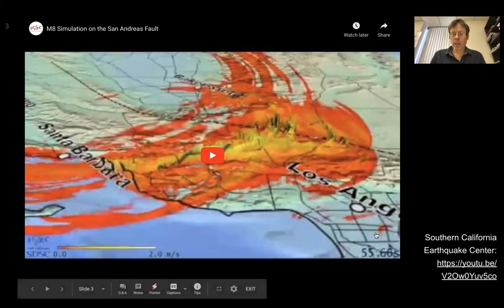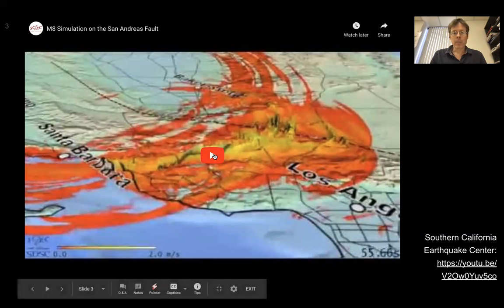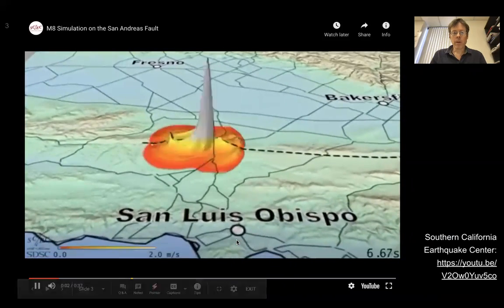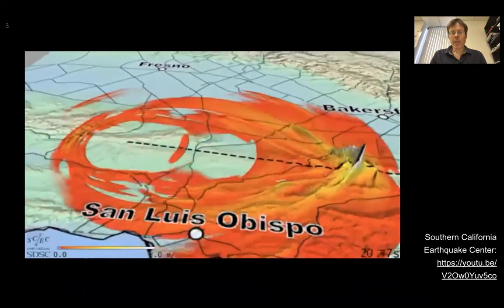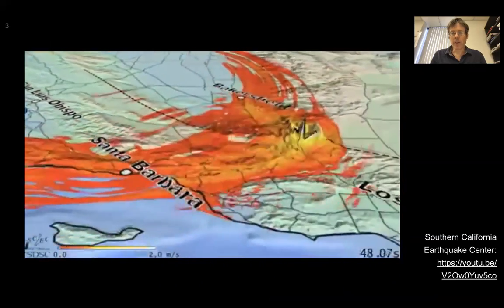So you'll watch the timestamp down here in the lower right. It'll advance quickly, so it's sort of sped up from real time. And the color is showing you the ground velocity, and you'll see this earthquake rupturing and moving to the southeast. So here the earthquake initiates, propagates in both directions, but mainly down the San Andreas Fault to the southeast.